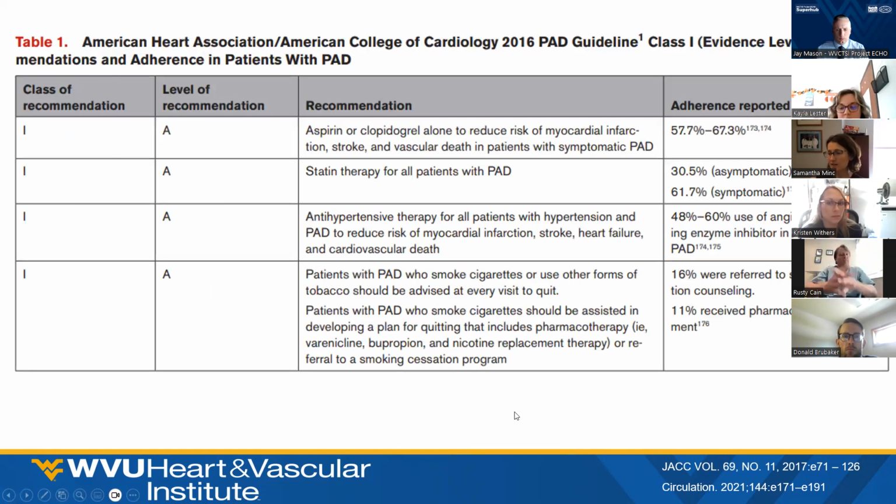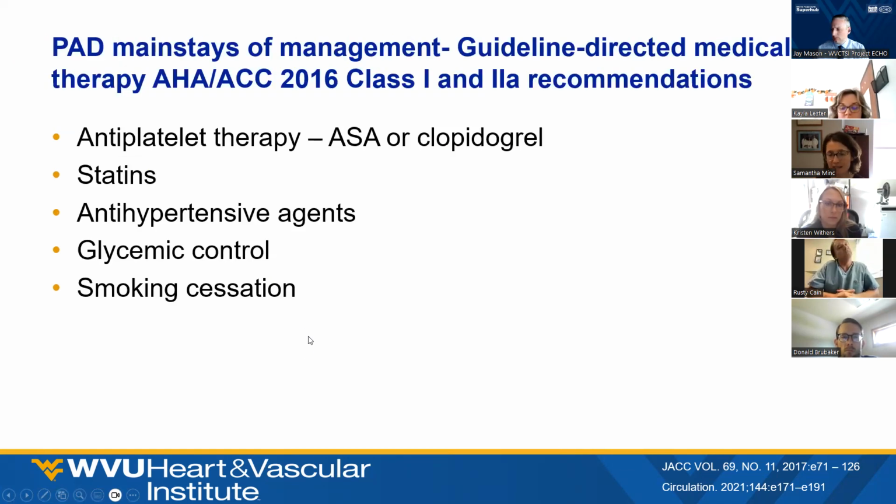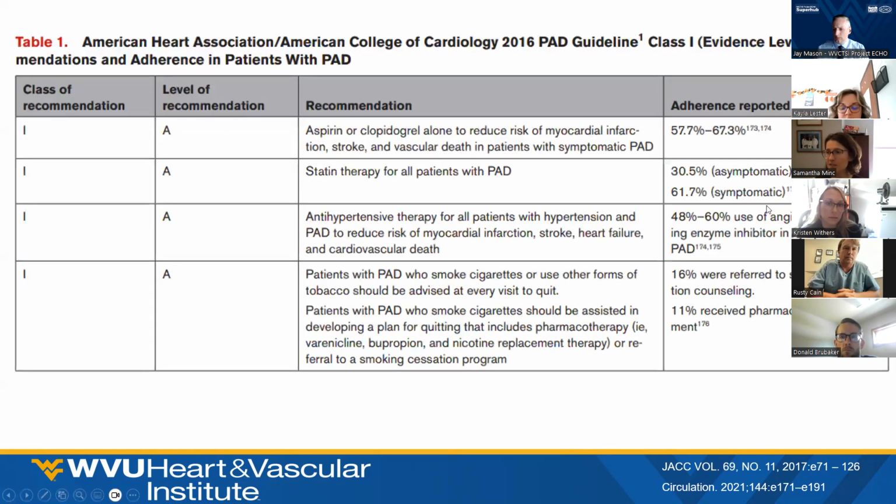I bring this up, so this is from the 2021 Circulation, looking at those guidelines that I just mentioned. This was published in 2016, that this is what you should be doing. This is what's actually happening. If you look at the literature and what people are actually doing, it's only 50 to 60% of patients are actually put on an antiplatelet. Only 30% are getting statins, and those are asymptomatic PAD, 61% if you're symptomatic. 48 to 60%.